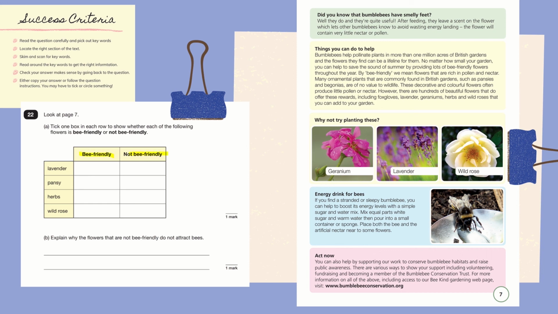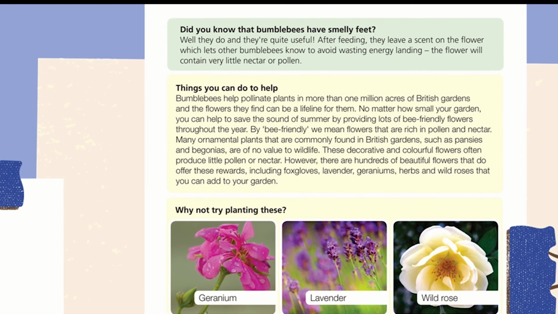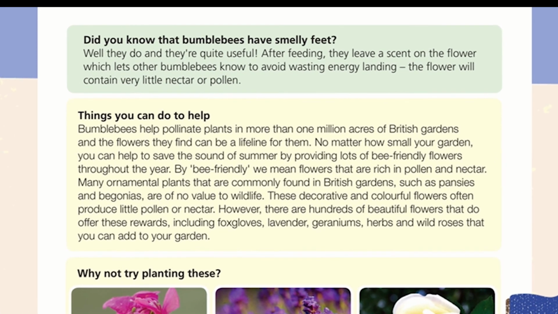And I would be looking for, not going to look for not bee-friendly, I'm just going to look for bee-friendly. And I would also really be interested in all of these flower names. These are really useful. These are all our keywords. Now page 7's got a lot of information on it, but luckily for us, information texts give us headings that could help. So we're going to look for something that will talk about helping bees and being friendly to bees, because bee-friendly things are things that help bees.